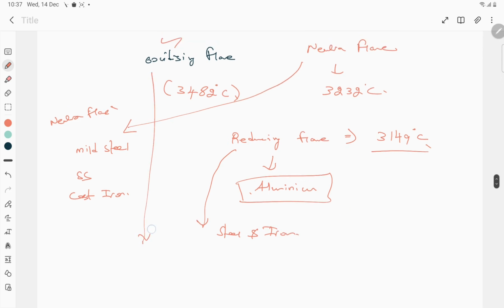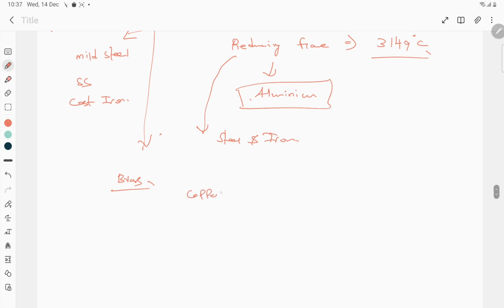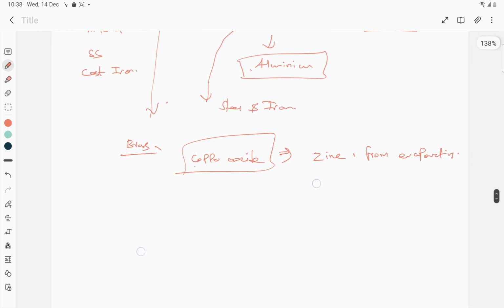whereas this oxidizing flame will be used for joining brass, as copper oxide will be formed. This will act as a shielding and protect zinc from evaporating. So based upon the material, we can select the different types of flames just by changing the volume of the oxygen and acetylene content. So these are all the important aspects of these types of flame.